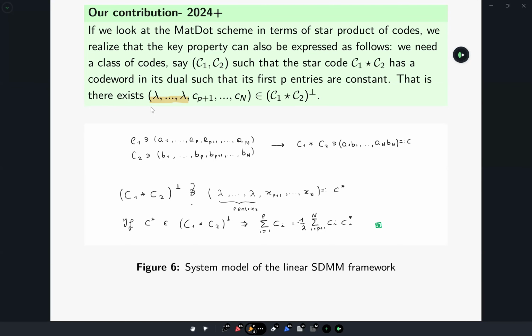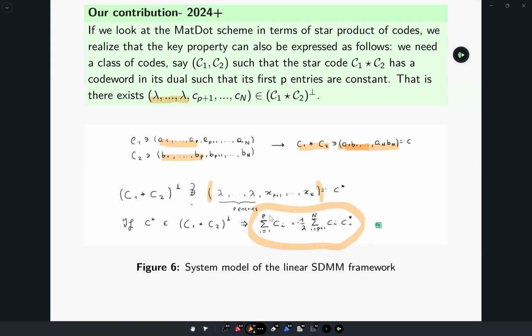And why, if we have this codeword, are we okay? Well, the reason is that, let's say we have this situation where we want to retrieve the product A1 B1 plus ... AP BP, which is A times B. Now, in the star code, these two codewords become this one. Now, if we have this codeword inside the dual of the star code, and let's call this codeword C star, then this follows.